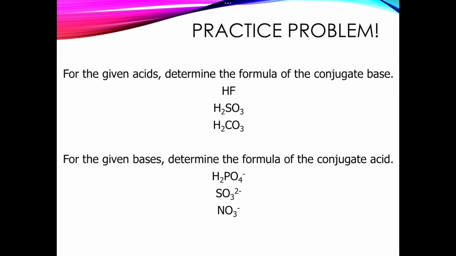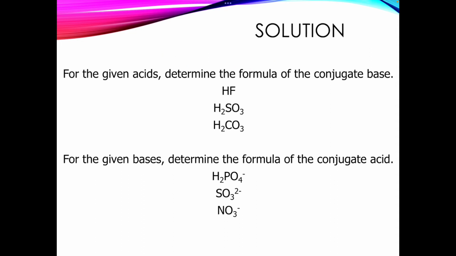Alrighty, let's go over this. So for each of these acids, remember, acids are proton donors. So essentially what this means is they will lose an H+. When they lose an H+, they're losing a positive charge. They're going to lose a hydrogen and they're losing a positive charge, which means they will end up with an overall negative charge. So it's going to look like this.